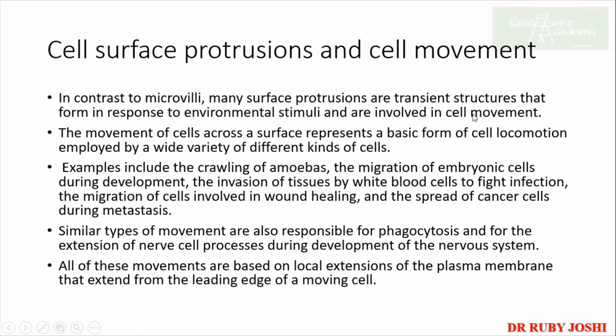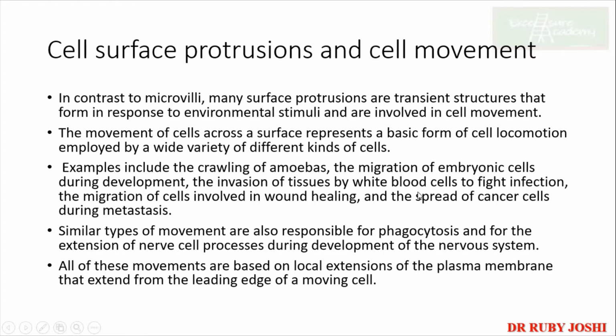So whenever there is a stimulus and the cell needs to move, whether it is to reach the wound area or where nourishment is available, the cell is going to move towards that. And for all this, you need these actin filaments moving forward. The movement of a cell across a surface is a basic form of cell locomotion, which is undertaken by many cells. For example, the movement of the amoeba, the migration of embryonic cells during development.